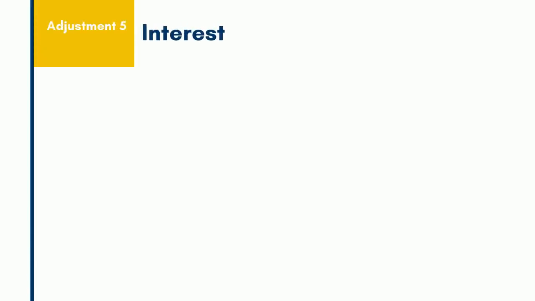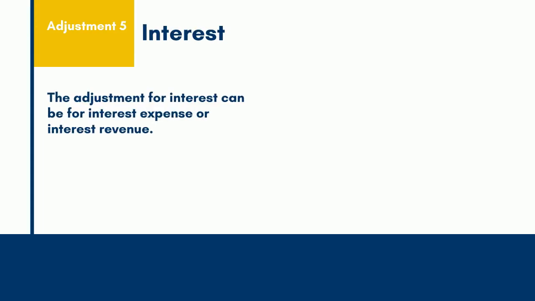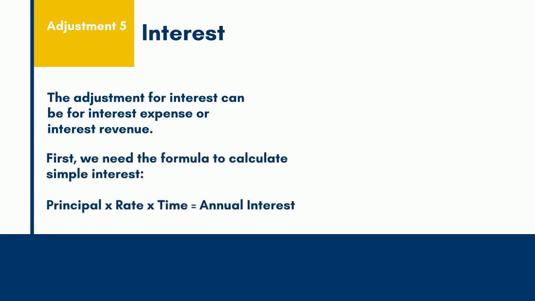The last adjustment we'll look at is for interest. The adjustment for interest can be for interest expense or interest revenue, depending on if you are the borrower or the lender. First, we need the formula to calculate simple interest. The formula is principal times rate times time equals our annual interest.